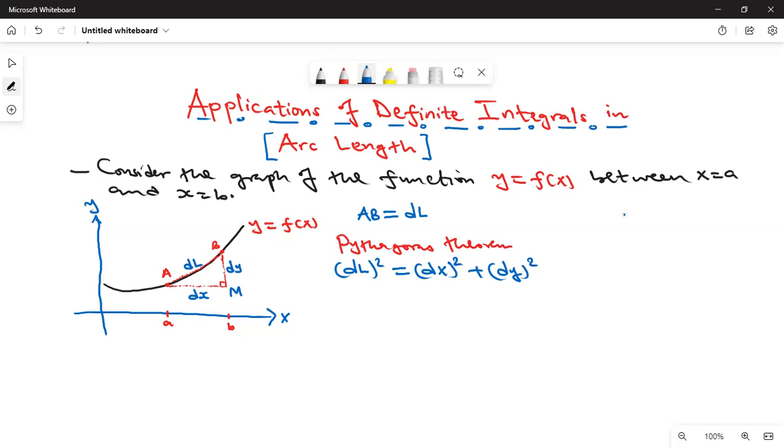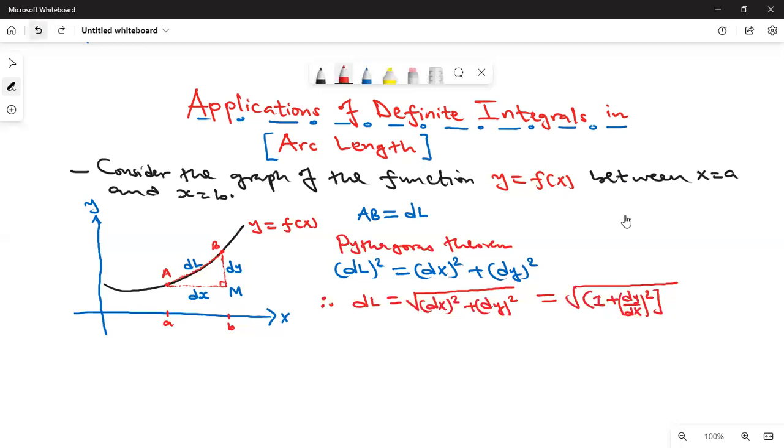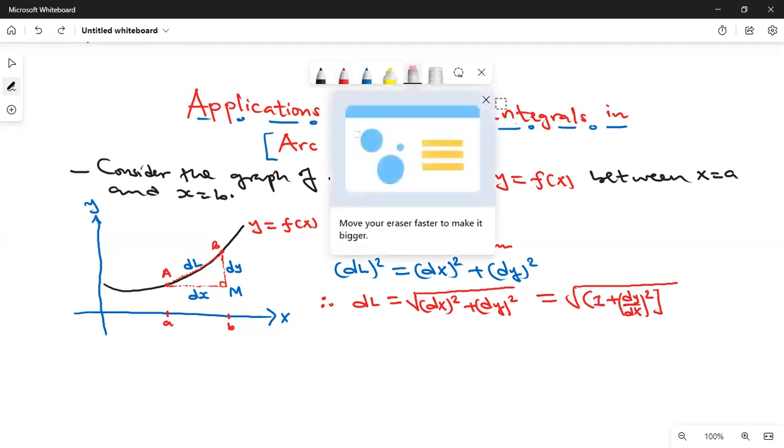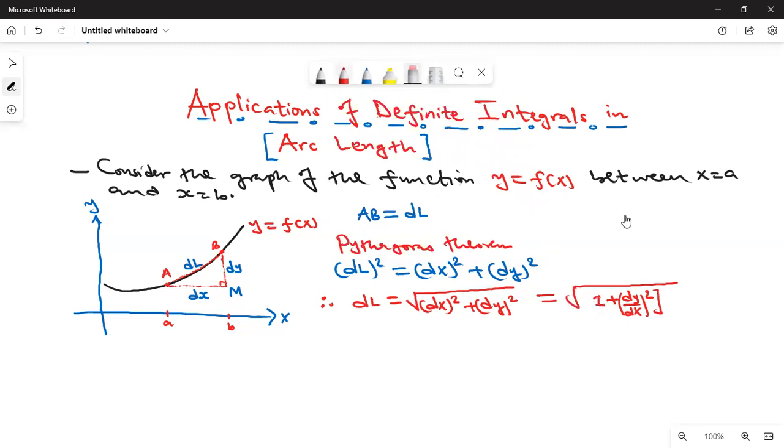Now I want to make dl the subject. So from here, you can say that dl is equal to the square root of dx squared plus dy squared, which can also be written as, if you factor out dx squared, the square root of dx squared times 1 plus dy over dx, squared. Everything inside the square root.